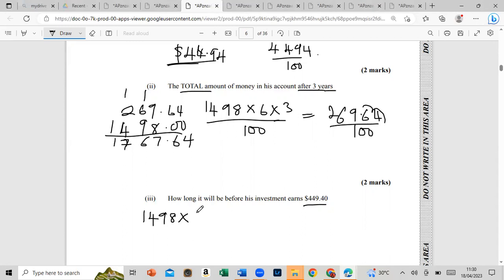The rate was 6%. We don't know the time this time, right? But we know how much he's going to earn. So we know the simple interest, which is 449.40. So what we have to do from here is just transpose for t and then solve and we get the answer.